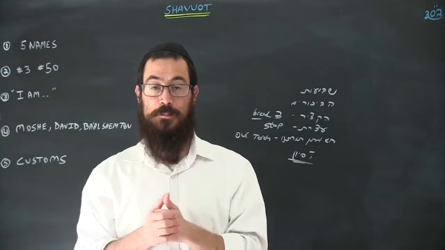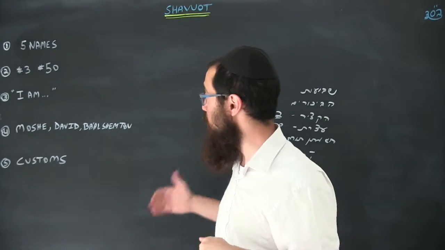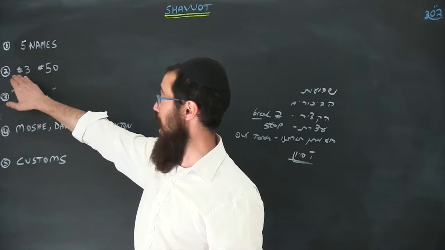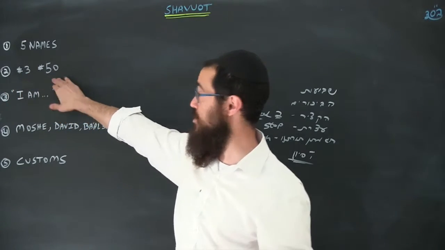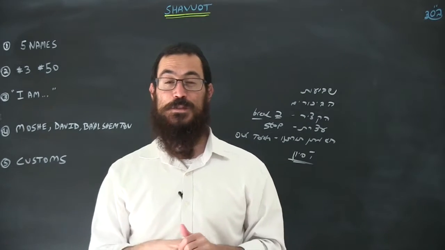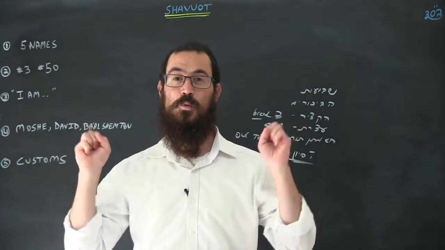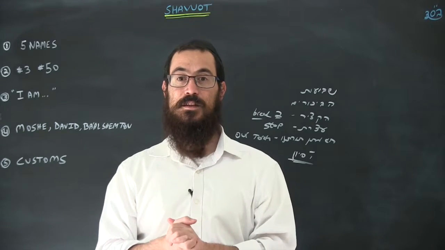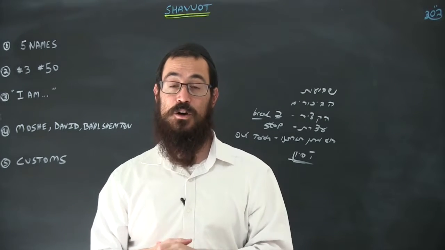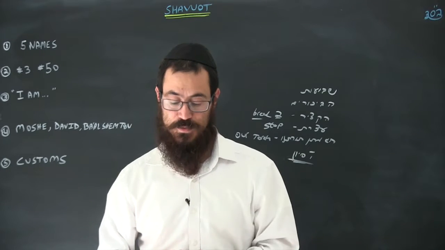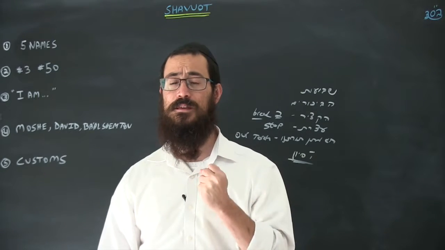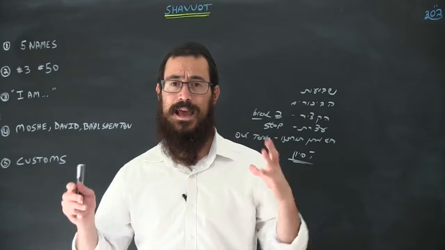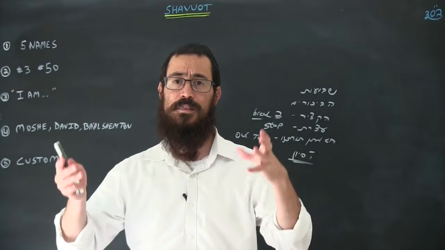We're going to now jump into greater depth in understanding this with number 2, the number 3 and the number 50. The numbers which jump out at us the most are the number 3 and the number 50. Why is that? The Talmud tells us that the number 3 has to do with the essence of the giving of the Torah.